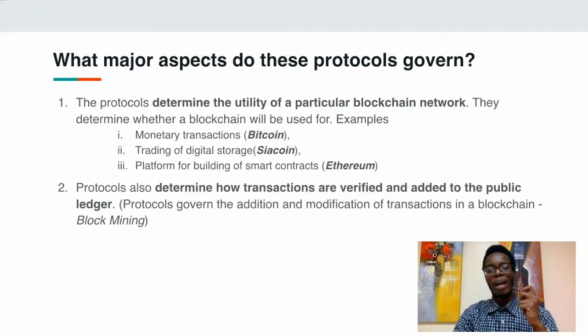Now, the second aspect that a protocol governs that's very key to blockchains is that protocols also determine how transactions are verified and added to the public ledger. This is the whole aspect of consensus. Protocols govern the addition and modification of transactions in a blockchain, and I know we've all heard of block mining. The whole point of protocol governing the verification and validation process of transactions is to make sure that transactions added onto this public ledger, or this distributed database, are similar all across.